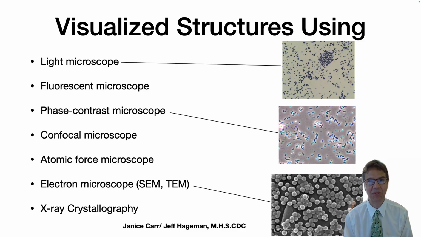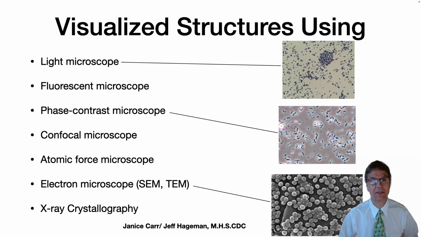If you want to see structures in finer detail, you have to move to specialized microscopes. An electron microscope can see the fine details of a bacterium, almost to the resolution of large protein complexes. If you want to determine the structure of proteins, then you have to use very powerful methods such as X-ray crystallography. You can read all about these types of microscopes in the textbook.